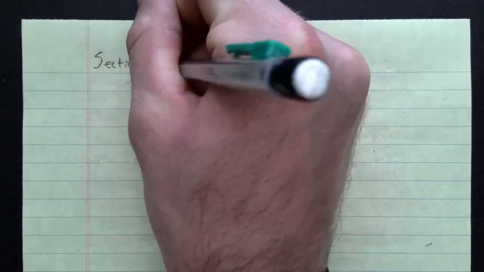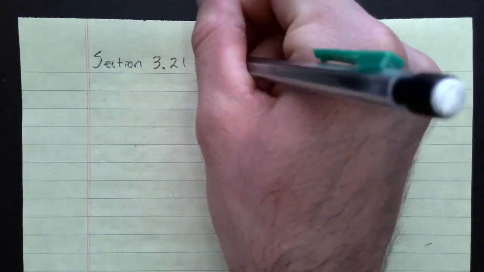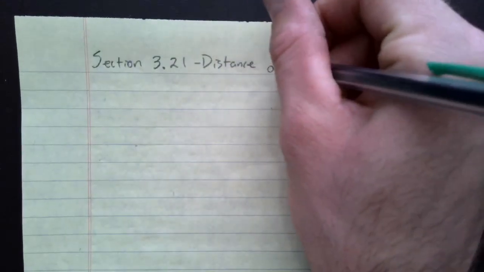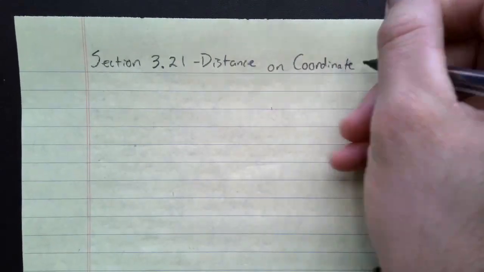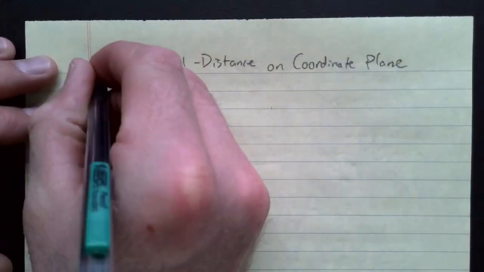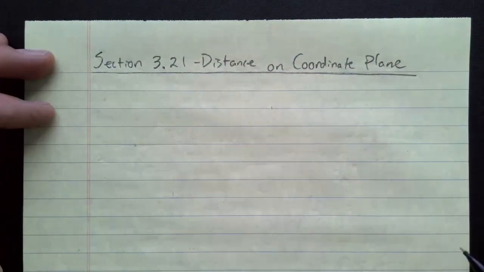All right, this section of your notes will be section 3.21, distance on a coordinate plane. Section 3.21, distance, calculating distance on a coordinate plane.